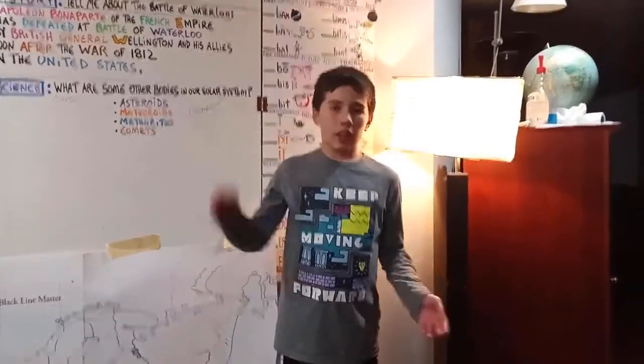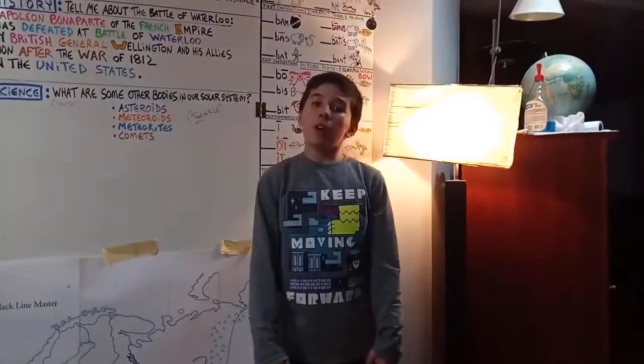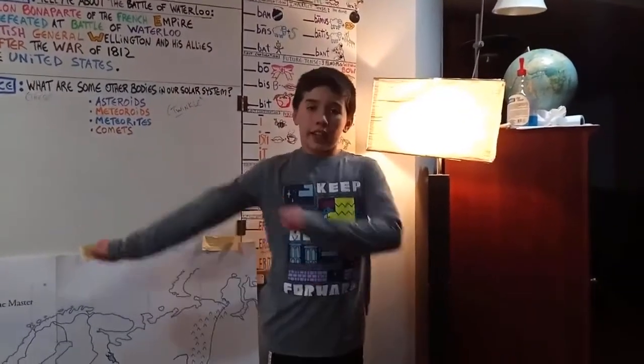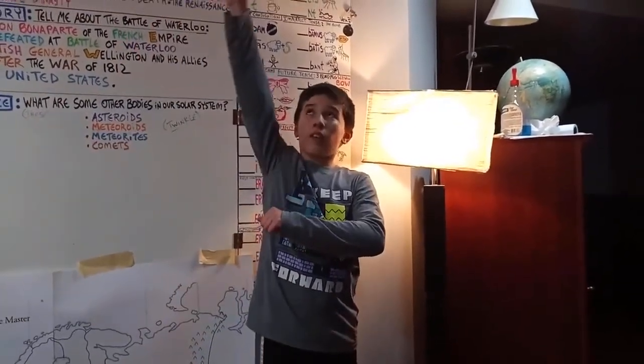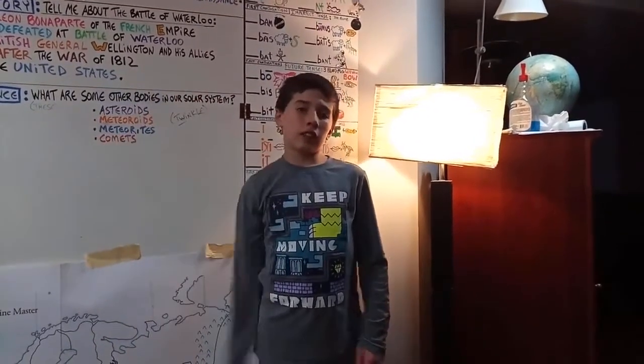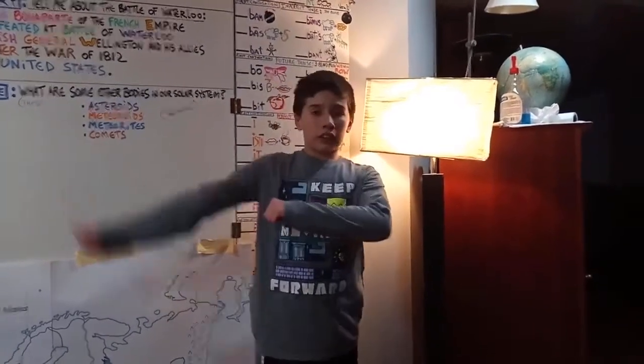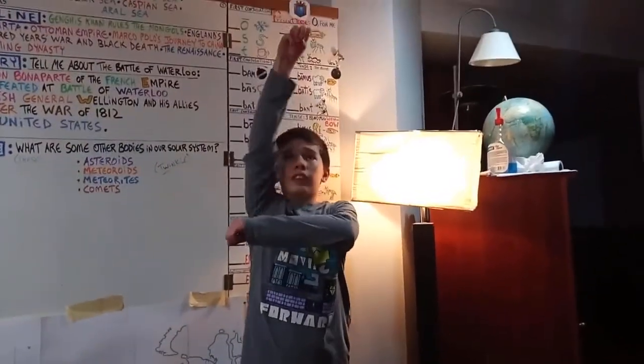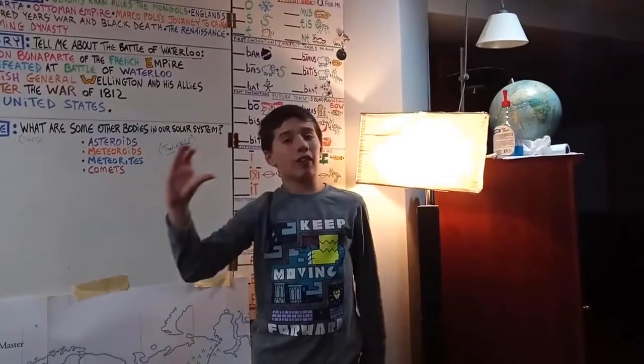What are some other bodies in our solar system? Asteroids, meteoroids, meteorites, and comets. These are some other bodies in our solar system. Asteroids, meteoroids, meteorites, and comets.